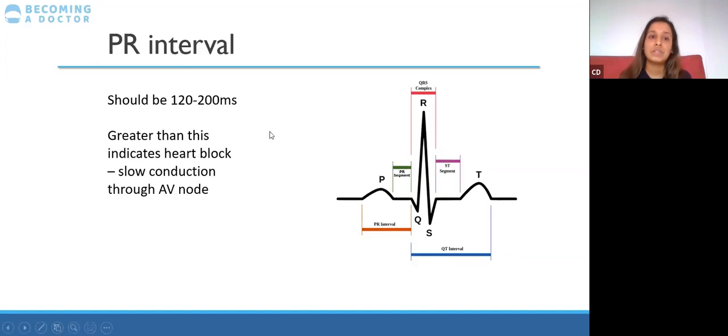Then you've got the PR interval, which should be around 120 to 200 milliseconds. And any greater than this would indicate some kind of heart block, so slow conduction through the AV node.